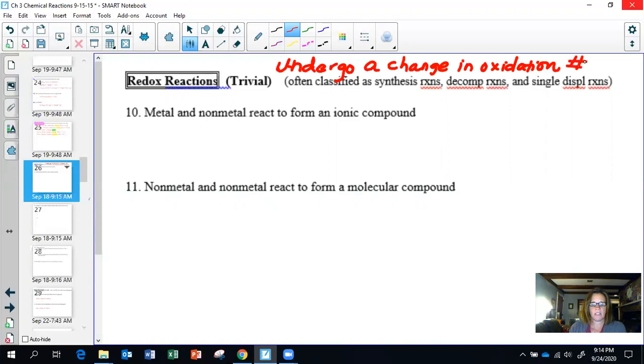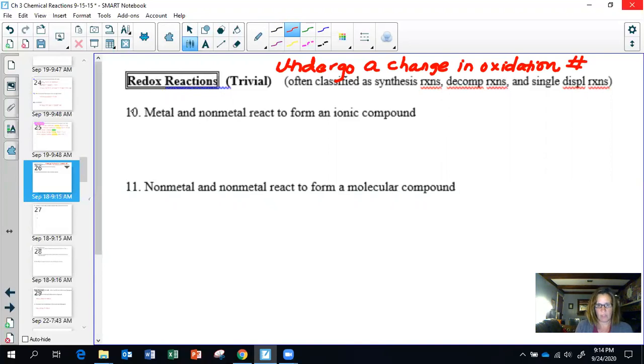And of the reaction types that we're already familiar with, we might think of these as our synthesis reactions, decomposition reactions, single displacement reactions, and combustion reactions as well. So we're going to get some examples down in our notes of all of those types.